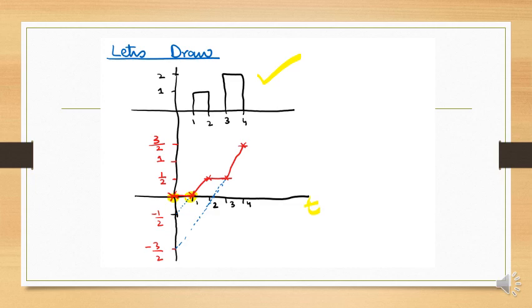Similarly, from time 2 to 3, it's again 0, this one. And from time 3 to 4, we got an equation over here. After putting the values in the equation, we got 3 by 2. And these dotted lines are on the negative axis. This line has been extended to minus 1 by 2 and this line to minus 3 by 2.